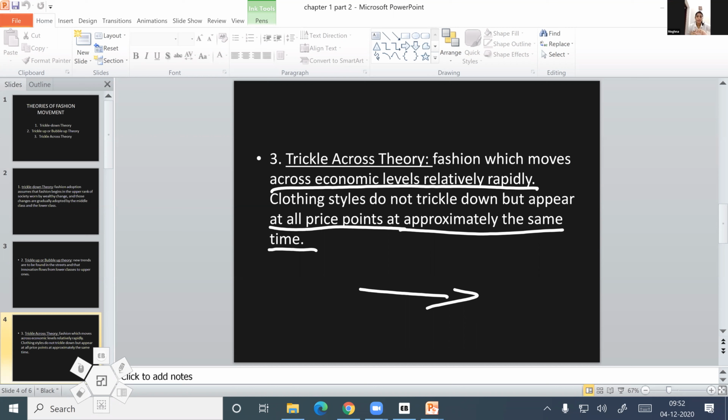First one is trickle down theory. In this theory, the high classes find the new trend, and it is gradually followed by middle and lower class people, right? Second is trickle up or bubble up theory. A new trend is found in streets or from low class people and is adopted by the high class people. Okay.